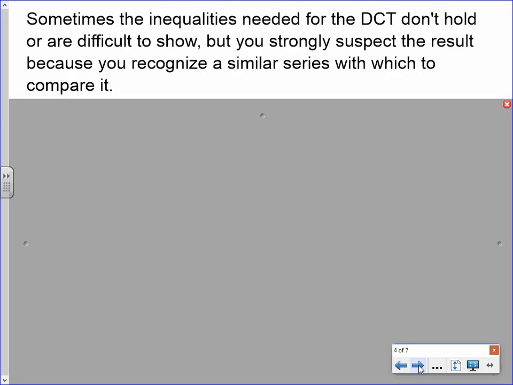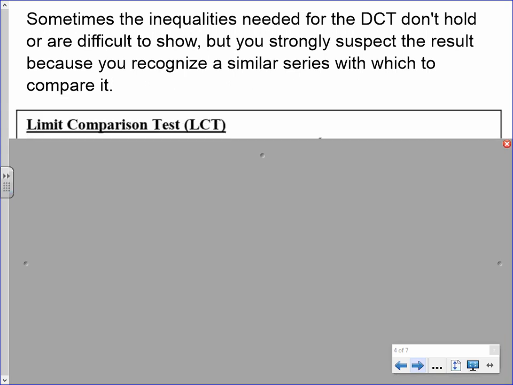Okay, now sometimes the inequalities needed to prove greater than or less than for the direct comparison test don't hold 100% of the time, or they're not obvious. We can really only use the direct comparison test in a limited number of cases. So we have another comparison test, probably one of my top tests for convergence. Okay, LCT, the limit comparison test.